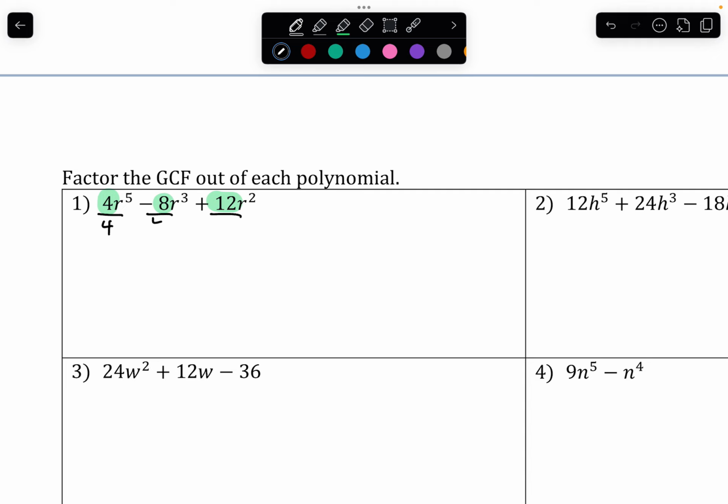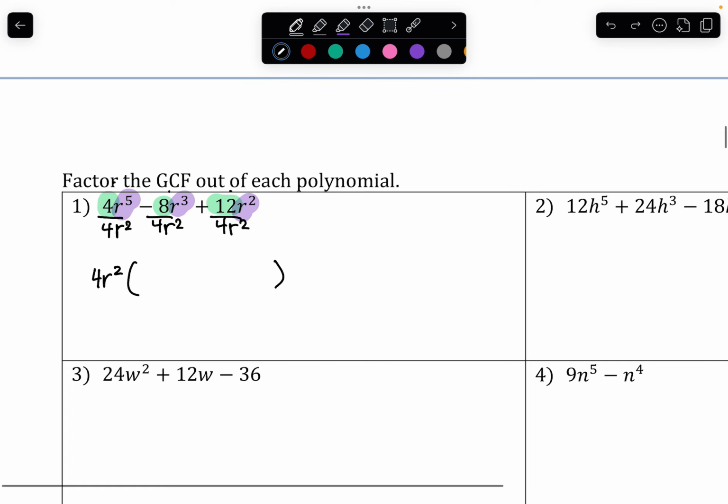And 4 does divide 8 and 12 evenly, so that's going to be part of our GCF. And now looking at the variable, we have r to the 5th, r to the 3rd, and r squared. If it's written in order, just look at the last term. r squared will be what we are dividing by. So your GCF, 4r squared, goes outside the parentheses, and we're starting with 1, 2, 3 terms, so we should have 1, 2, 3 terms inside those parentheses.